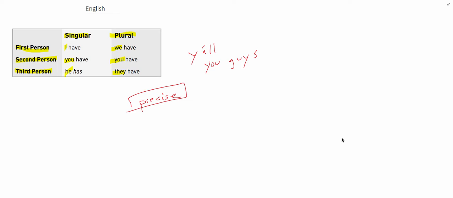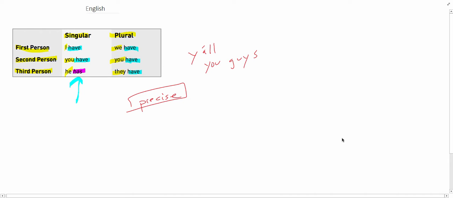Now, when you look at this word here in front of you, the verb to have conjugated, it's I have, you have, he has. Notice that's spelled slightly differently. We have, you have, they have. There's really only one spelling change in the conjugation of this verb as we conjugate it.